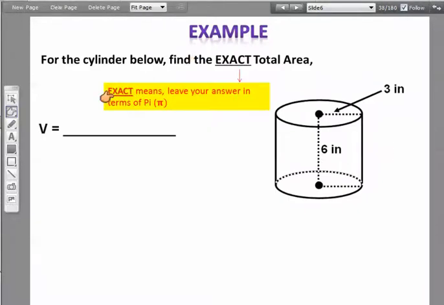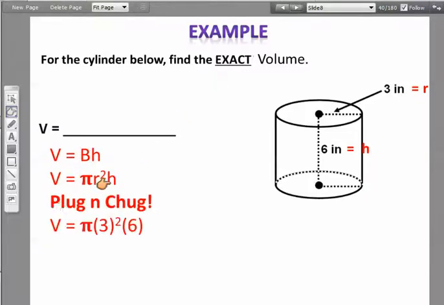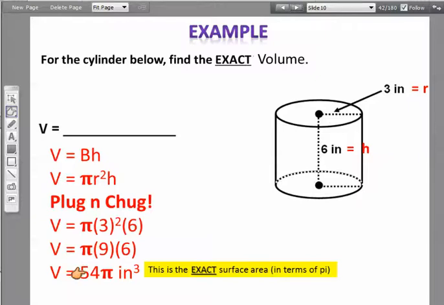Remember that exact means leaving it in terms of pi. I labeled the 3 as my radius, the 6 is my height. Here's the shortcut formula. I just replace that B with pi r squared. Then I plug and chug. I put the radius in of 3 and the height of 6, and then I do the math. Now remember, it said exact, so I'm going to leave it in terms of pi first. I did 3 squared is 9, and then 9 times 6 is 54.